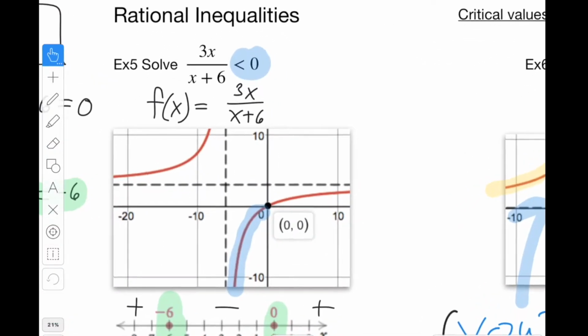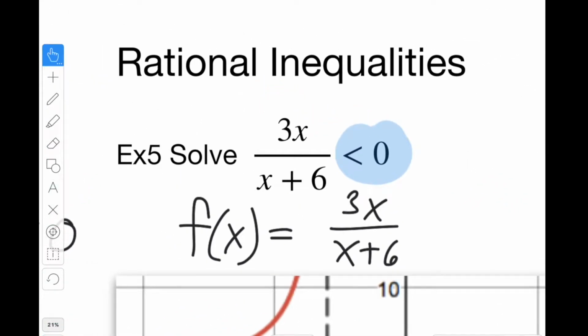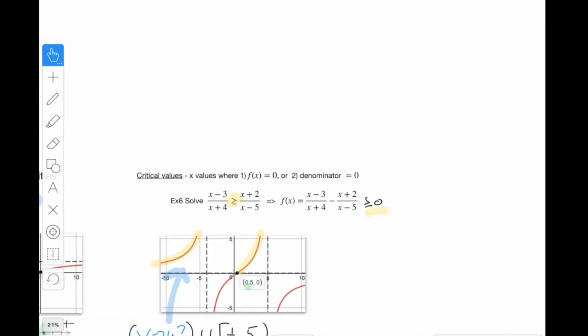Let's do the same thing with rational inequalities. Let's say we had to solve not a polynomial, but a rational expression. And when is that less than 0? Well, you can graph f of x is equal to 3x over x plus 6 and figure out when that is less than 0.